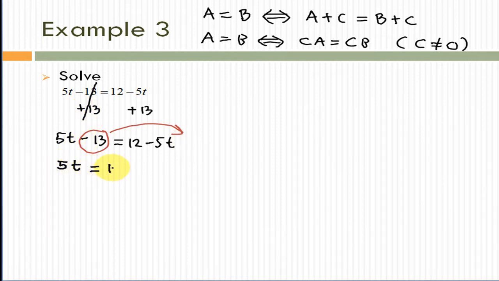5t equals 12 minus 5t plus 13, which is the same thing as what we got before by using this property. So what I'm trying to say is that we can get the same result by using our convention that whenever we move a term to the other side of the equation, the sign changes.